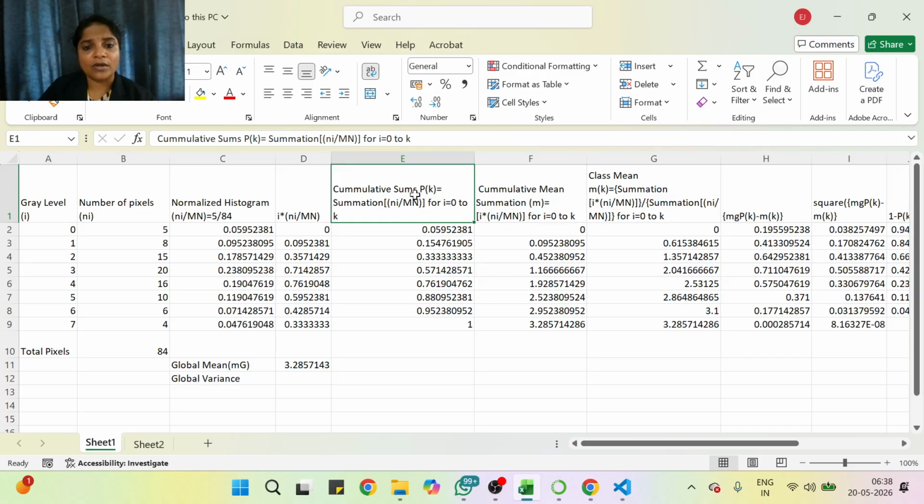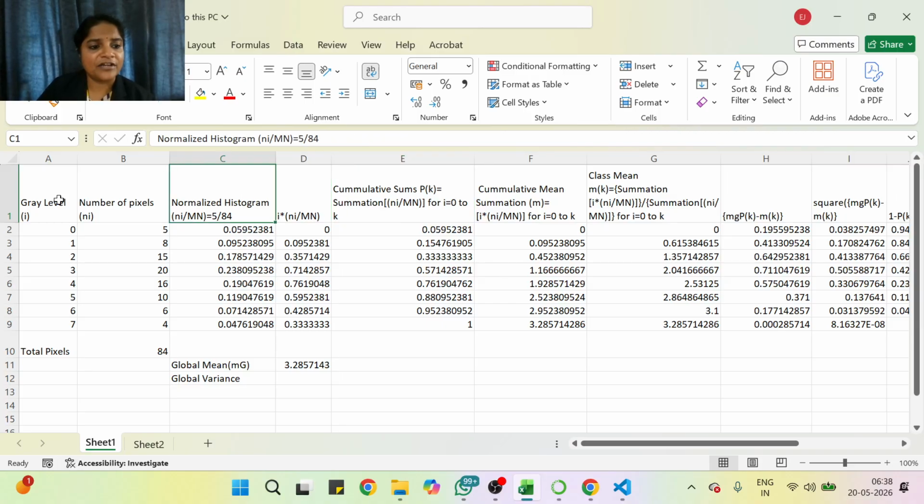Do you guys remember? What is P of K equal to? P of K is equal to the summation of Ni divided by Mn, the summation of the probability distribution, summation from K is equal to 0 to L minus 1 of Ni. Okay, Pi. So what is this Ni by Mn? Where does it come from? This comes from the normalized histogram.